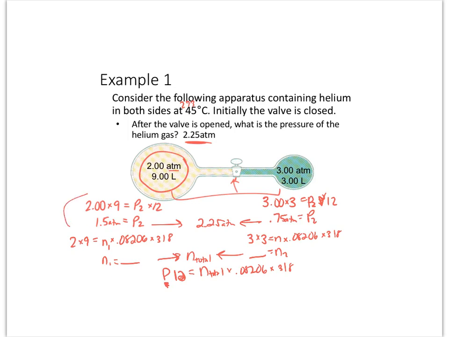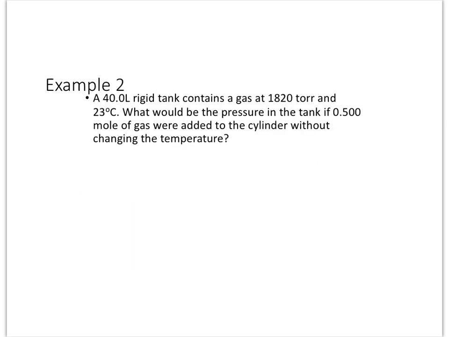I think doing this one is shorter, obviously, but both would work. Okay, another example: a 40-liter rigid tank contains a gas at 1820 torr, blah, blah, blah. What would be the pressure in the tank if 0.5 moles of gas were added to the cylinder without changing its temperature? So I'm going to show you, again, another way that we could solve this two different ways. So the first way, our beautiful ideal gas law.